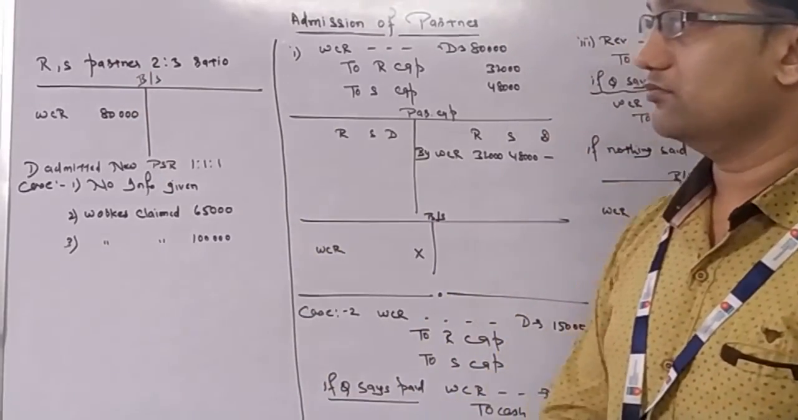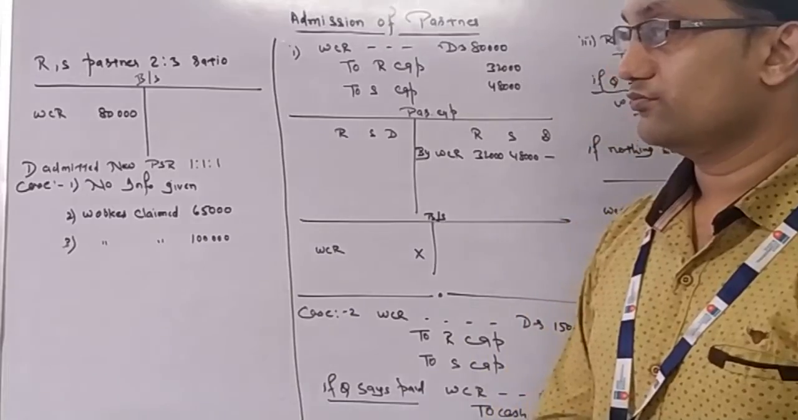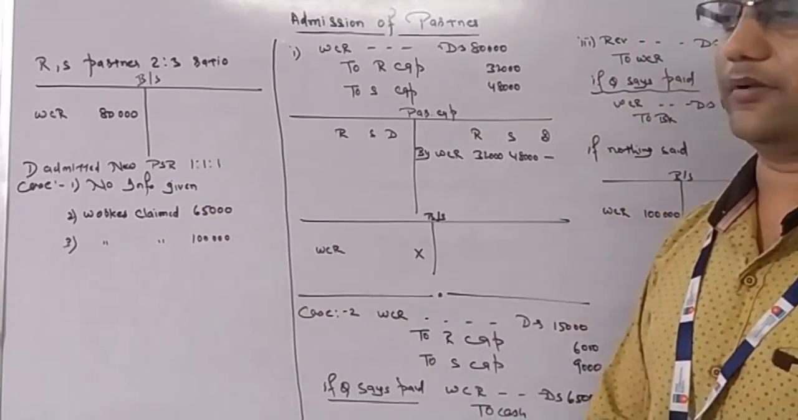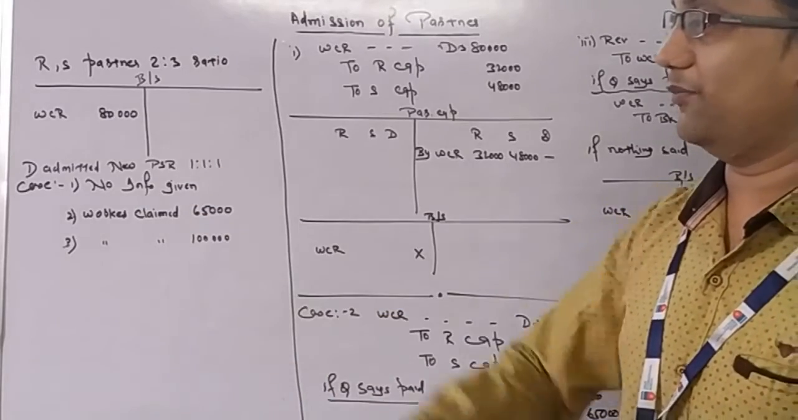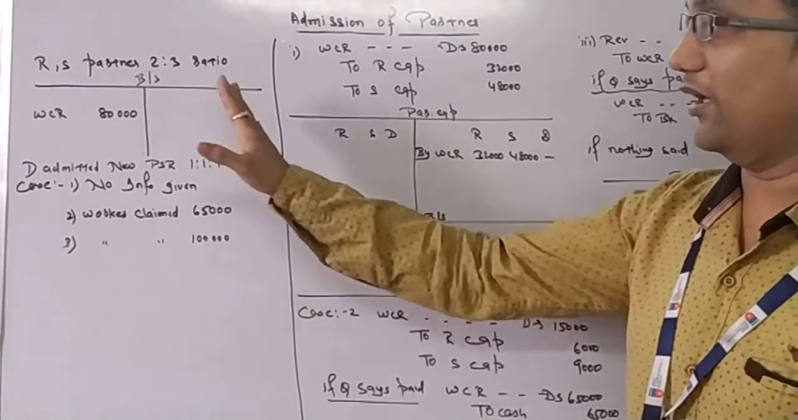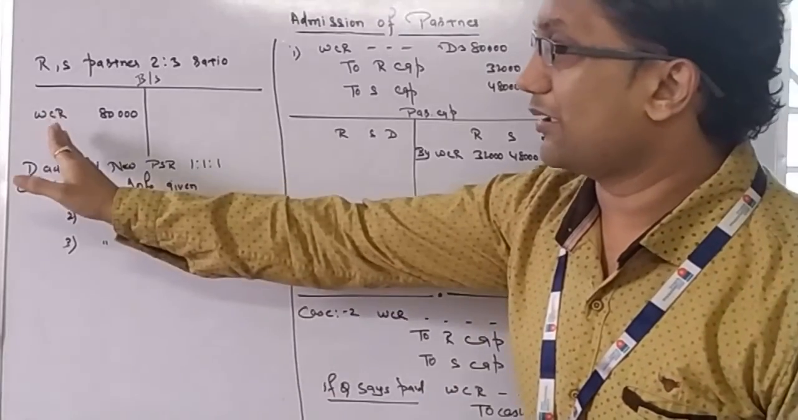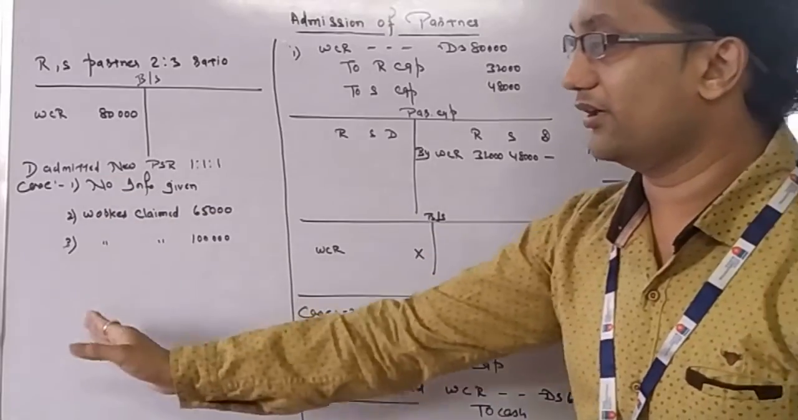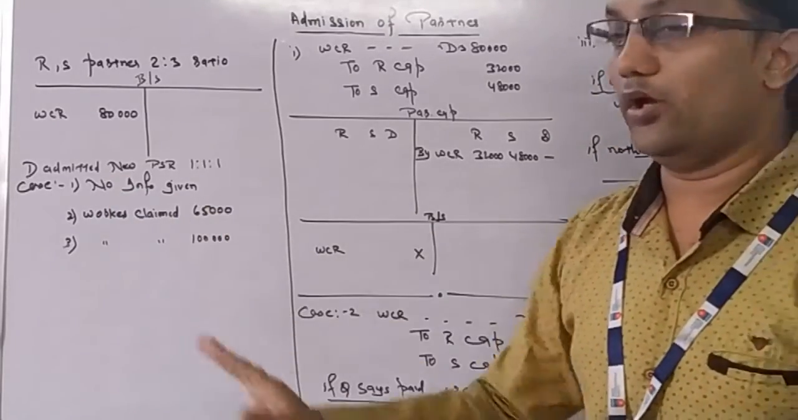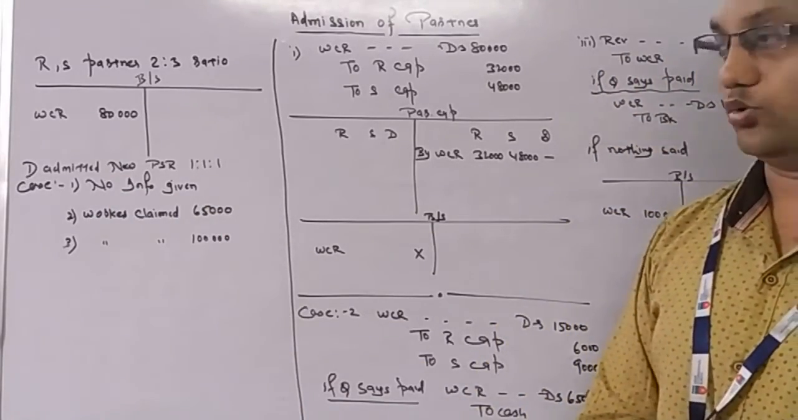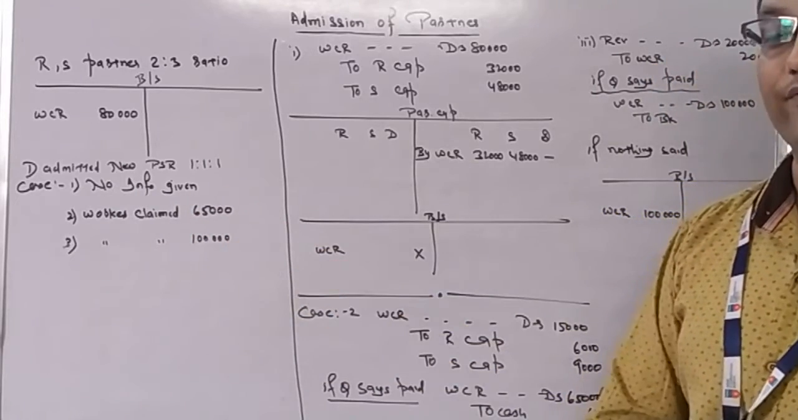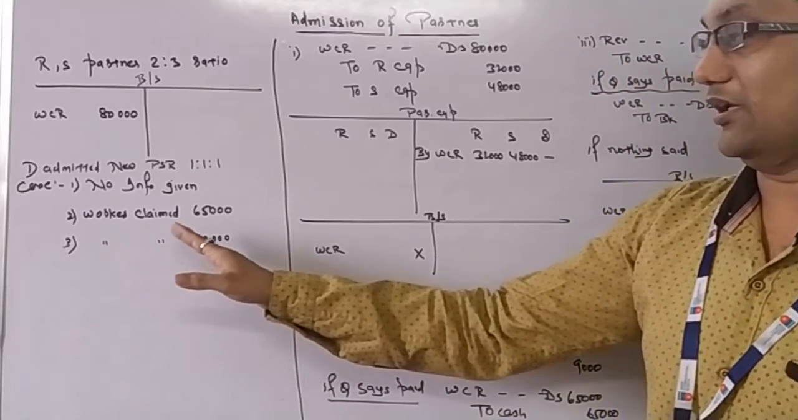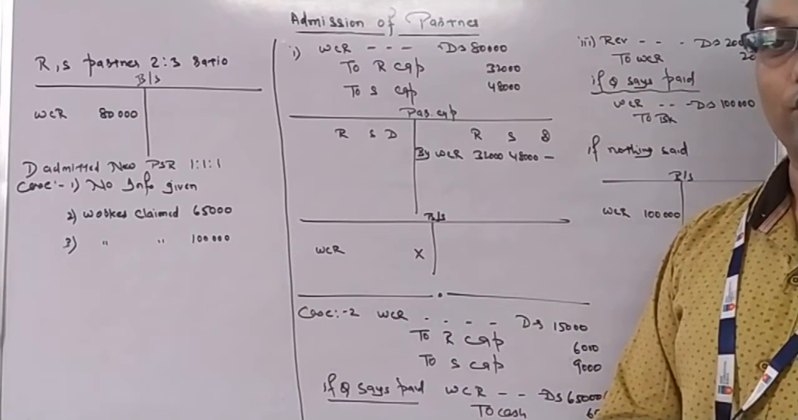R, S are partners in 2:3 ratio. They have admitted Mr. D as new partner and their new PSR becomes 1:1:1. Before admission of Mr. D, in their old balance sheet, they have a workman compensation reserve of 80,000 on the liability side. Now there are three cases. Number one, no information given. Number two, worker claimed 65,000 as a compensation. And number three, worker claimed 1 lakh as compensation.